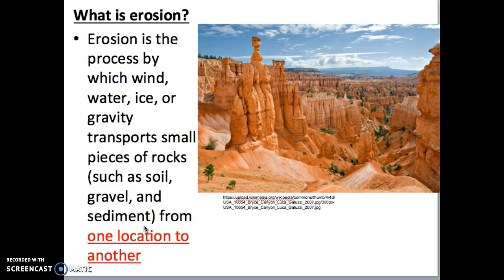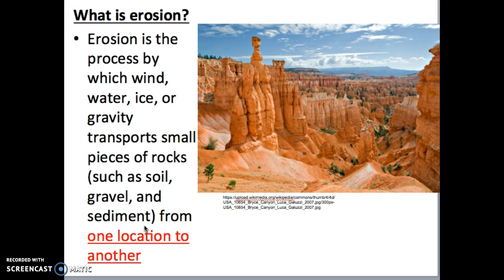Hello, today we're going to be talking about the concept of erosion. We'll talk about what it is, as well as how it happens, the different types, and the different results that can occur from erosion. Let's start by talking about what erosion is.